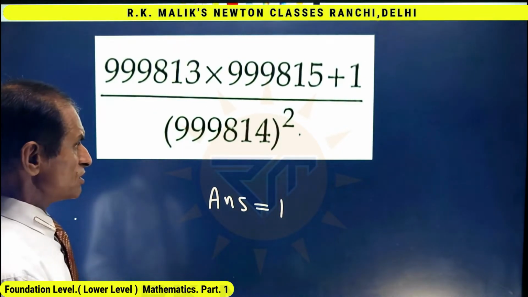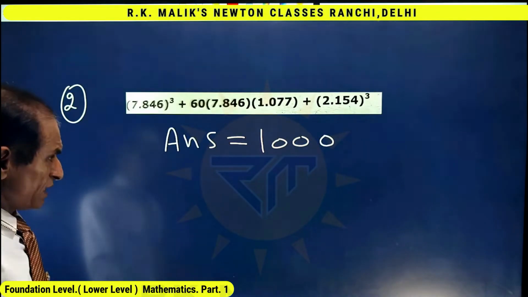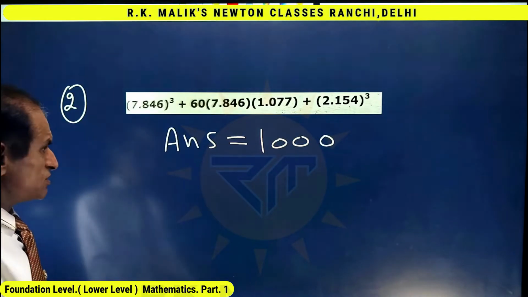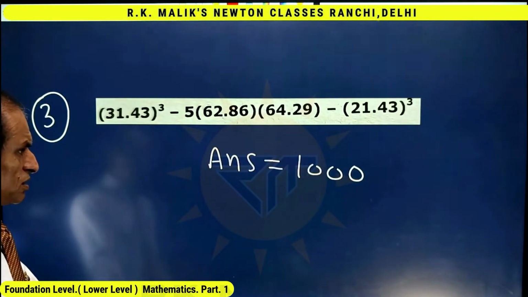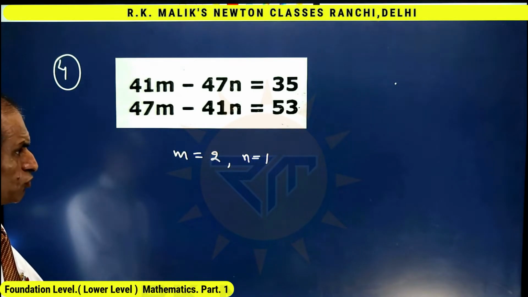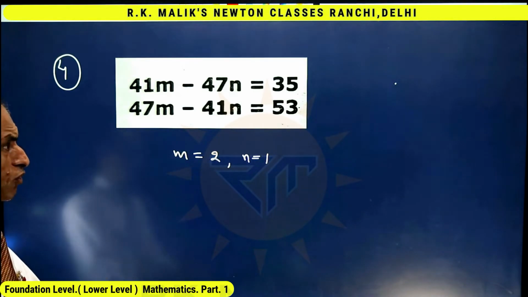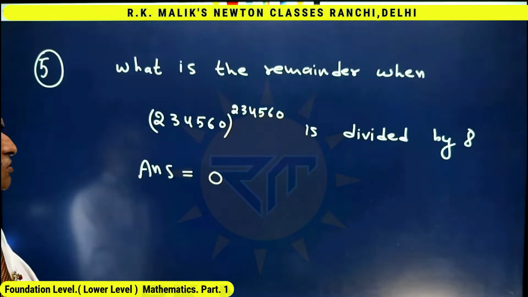This is the first question. The answer of this question is 1. This is the second question. Answer is 1000. This is the third question. In this case also the answer is 1000. This is the fourth question. The answer is m equal to 2 and n equal to 1. The normal way of solving is very lengthy, but you have to think the smart way.